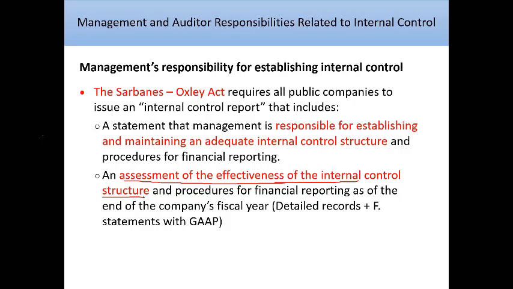Paragraph one: management states they are responsible for establishing and maintaining the internal control. They state this in order to give the accountability issue, which means whatever deviation or incompetence is discovered will be the responsibility of the management, because they are the people responsible for designing the system. The responsibility here is on the shoulders of the management. And they have to state that they are continuously assessing the internal control of the company.